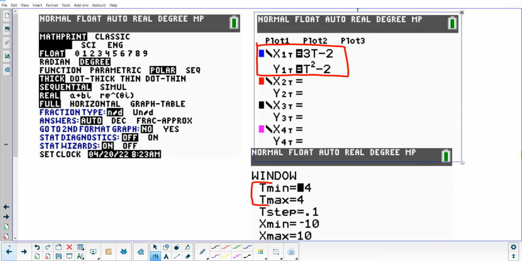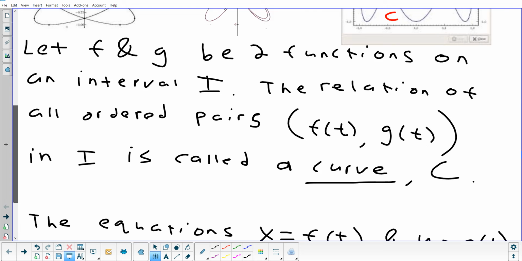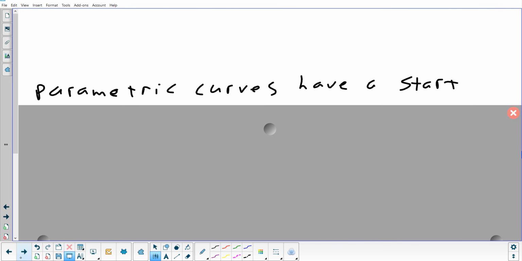So parametric, let me make sure I didn't skip anything. I don't think I did. No. So because it's a parameter, and you're telling me a minimum value and a maximum value that I can use for the parameter, parametric curves have a start point and a stop point. They do not go on forever. They start somewhere and they stop somewhere.